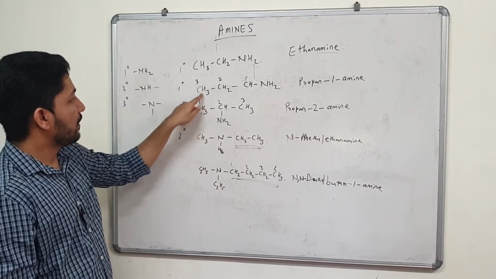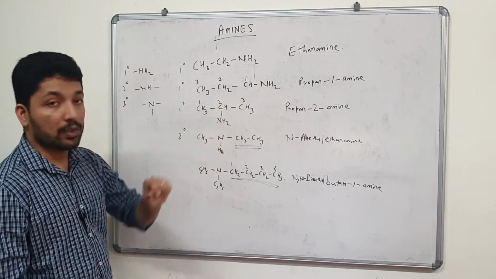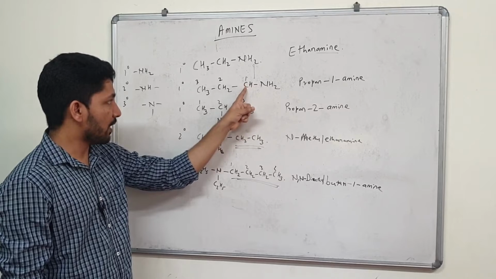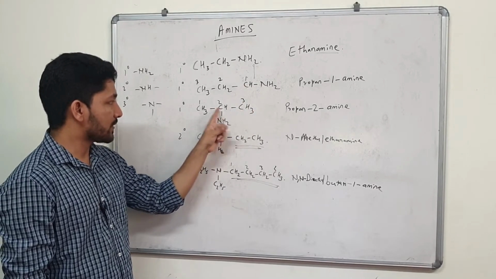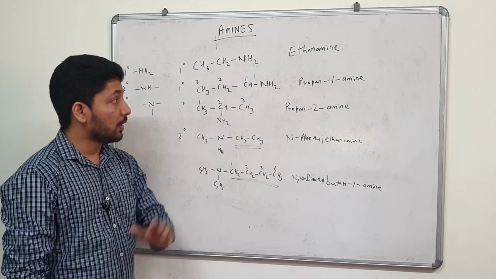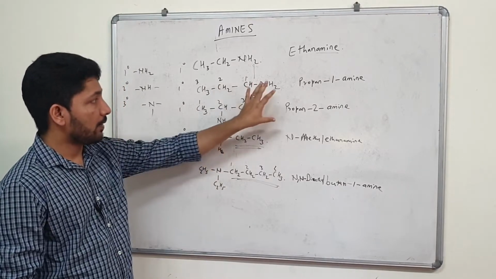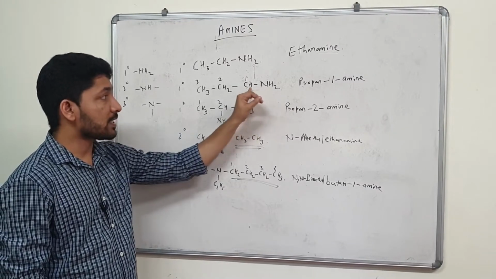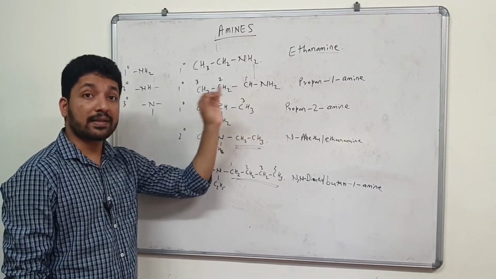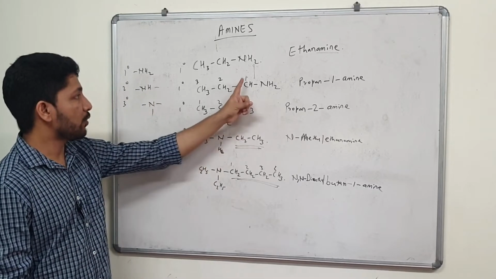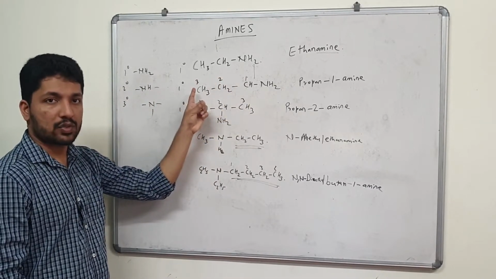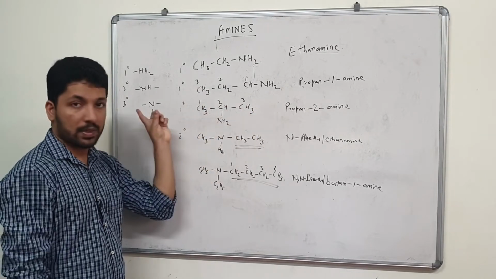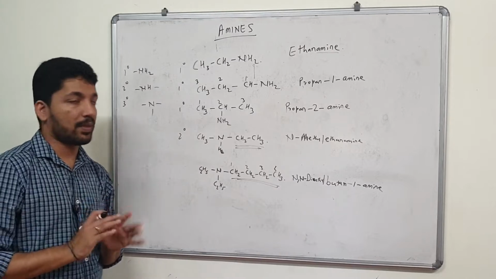Next one, see, you can have two combinations with a propyl group. These both are propyl groups, but you can attach NH2 to the first carbon or you can attach NH2 to the second carbon. How do you identify that it is the first carbon? Whenever the functional group attaches to any carbon, that carbon becomes carbon number 1, and similarly you number the others as 2, 3 and so on. Here, since it is the second carbon, it's 1, 2, 3 or 1, 2, 3, that way. I hope you understand the naming.